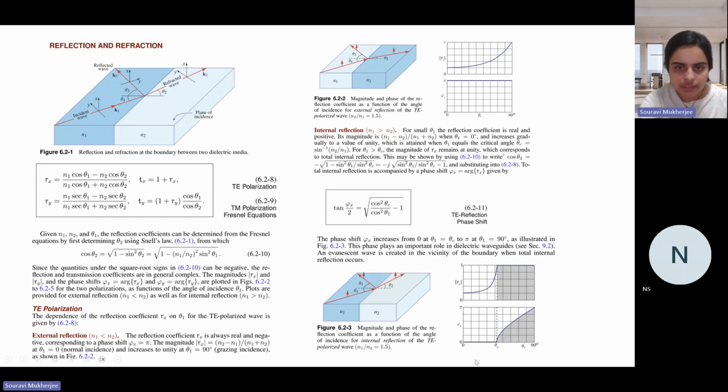So now, if this is your argument, you can try to express it in terms of your incident and reflected and refracted angles, and this is what you get. So what we'll do now is, this is telling you that the phase that the wave acquires is a function of your incident angle. Now we'll try to implement this in our discussion for the waveguides.